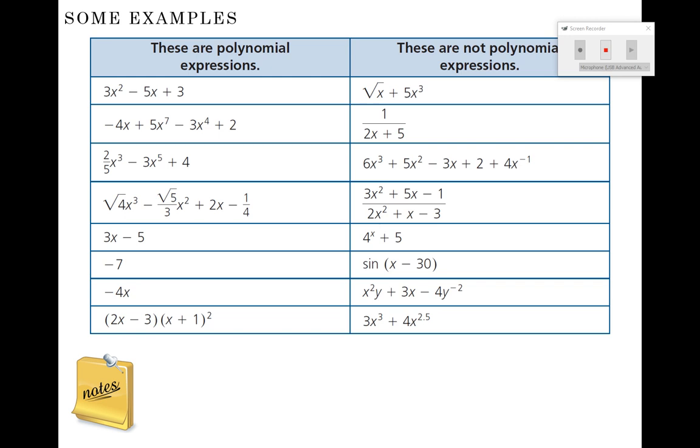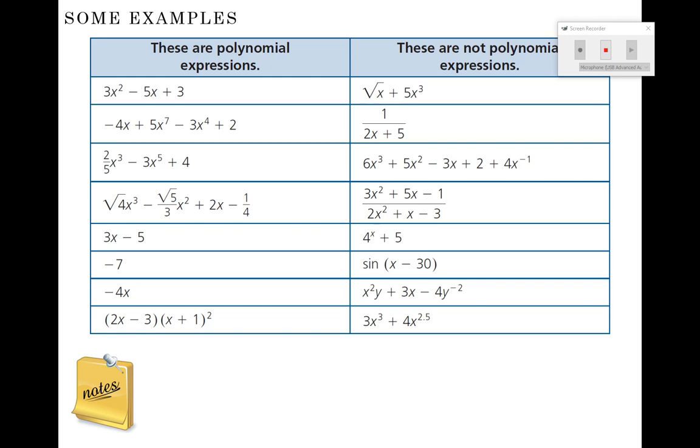So when you see this, and you see root 4x cubed, you're like, well, I thought you said there's going to be no square roots. Well, the coefficients can be square roots. They can be decimals. They can be negatives. But the exponents, 3, 2, 1, the exponents will all be whole numbers. Those are all polynomials.